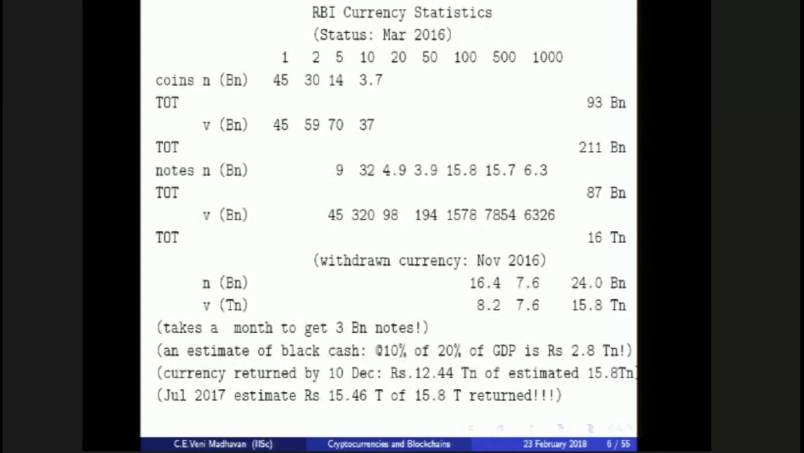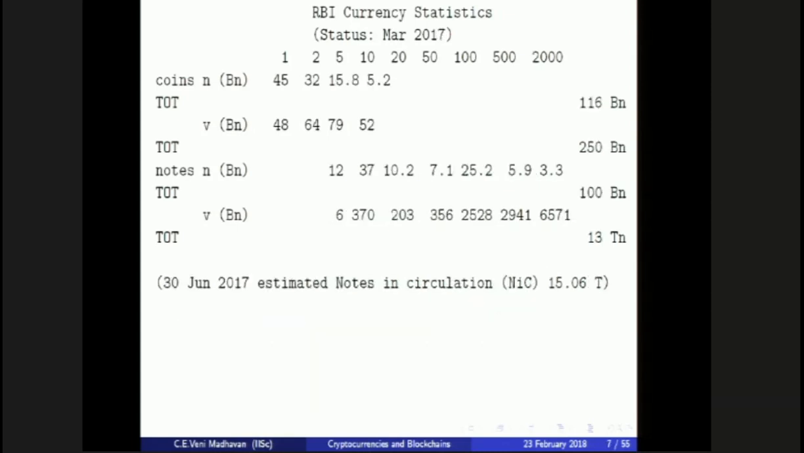2013, then 16, when all this fun happened, 15.8 trillion in the high denomination, 500 and 1,000 value, which is about 24 billion instruments, were withdrawn. And remarkable that this country survived while Venezuela crashed around the same time, but this kind of thing. And anyway, most of all of it came back, which I predicted in November 16 itself. And so this is about 17, and I put it behind.